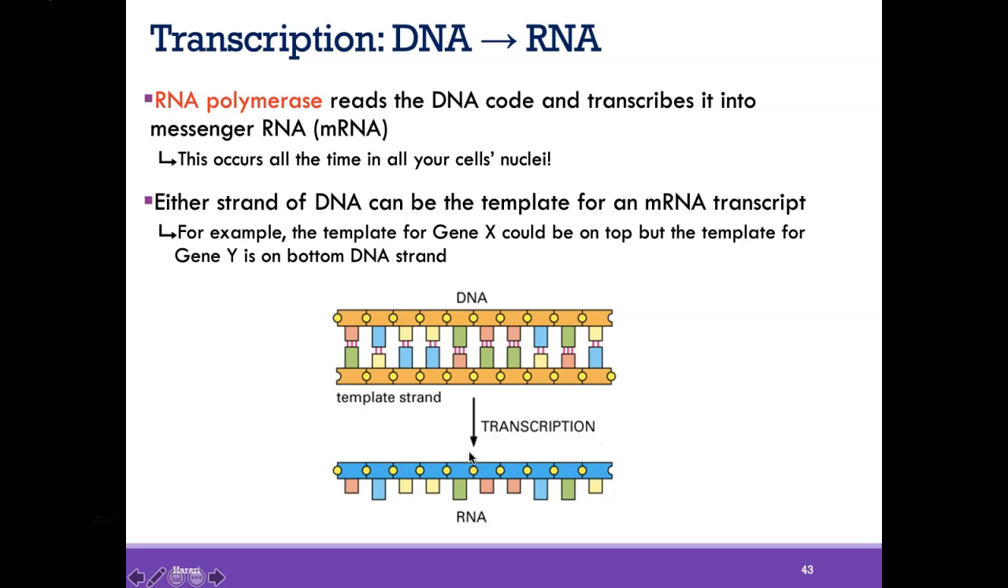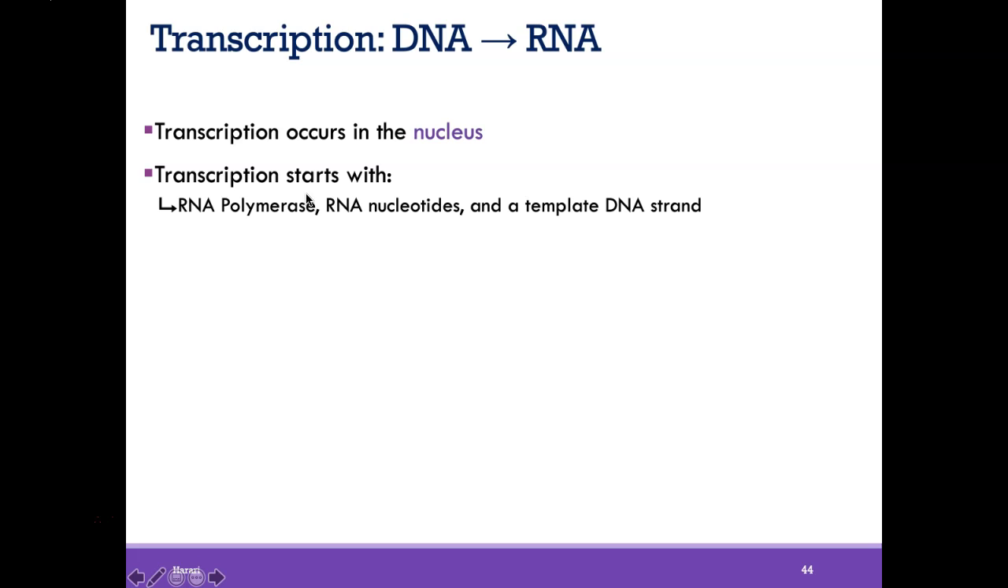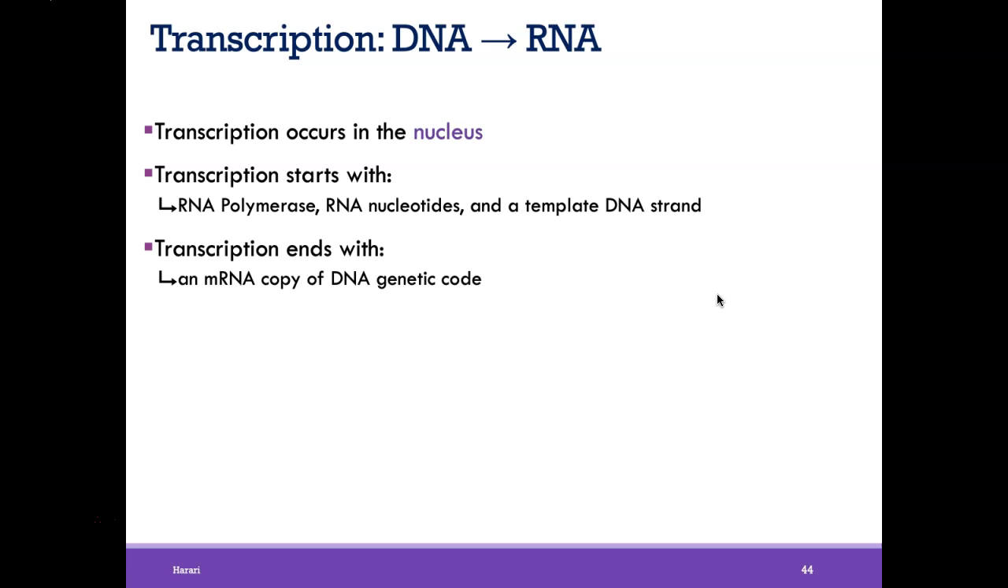We'll see that RNA polymerase recognizes the start of a gene called the promoter, and that's what determines which of the two strands is the template. It always starts at the promoter, and I'll show you this in a bit. So we already said transcription occurs in the nucleus. RNA polymerase is the main enzyme, and since we're building more RNA, we need the building blocks. We need RNA nucleotides to form the letters of our new mRNA. And of course, we need something to read from, so we need our template DNA strand. At the end of transcription, we're going to get an mRNA copy of the DNA genetic code.